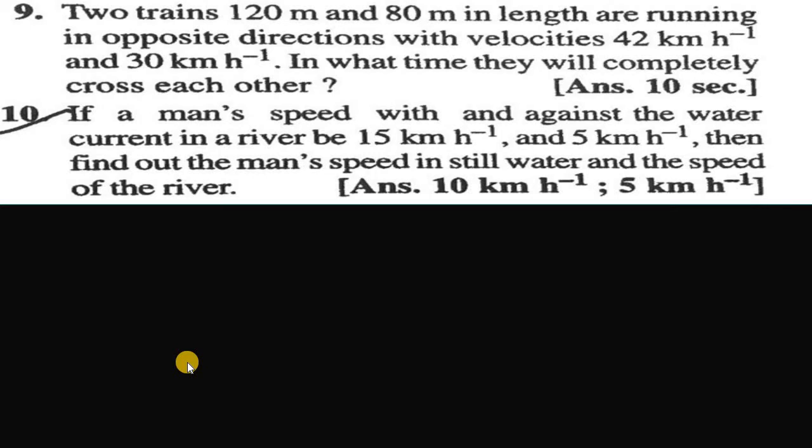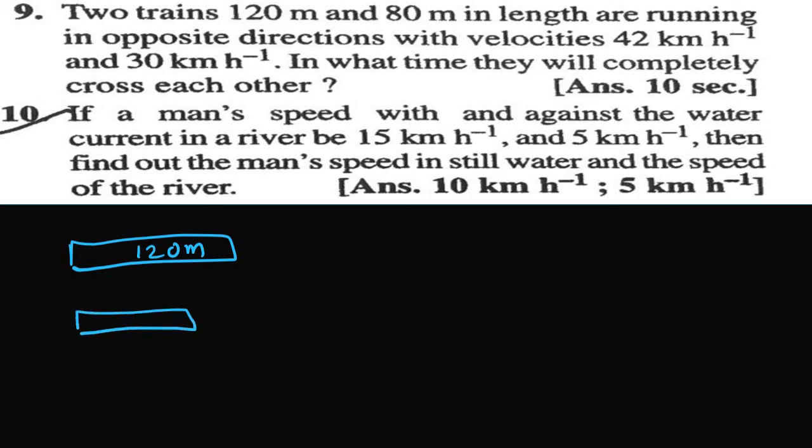Now you can see here the trains are having 2 different lengths. So if I draw them like this, this is a train, let it be A, which is 120 meter. Another train is of course smaller, so it is 80 meter. They are running in opposite direction. So if it is going in this direction, that would be going in that direction. And the velocity is also different, 42 km per hour and the other 30 km per hour.